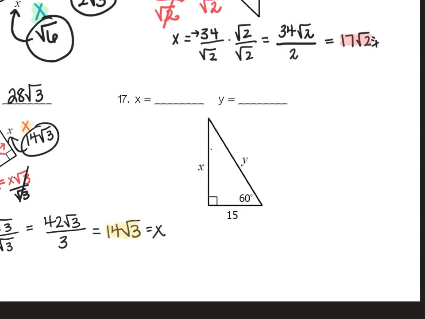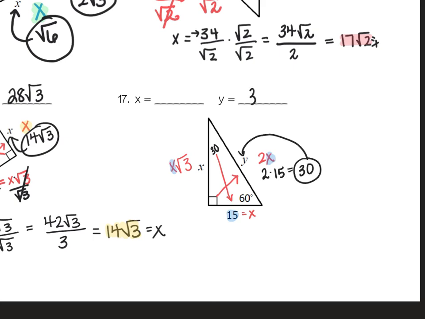For number 17, I label, so across from the 30-degree angle is x, the hypotenuse is 2x, and the last side is x square root of 3. Wherever I have a label and a number, I'm going to set those two equal. So x equals 15. Once you've solved for x, you plug it back into the formula anywhere you see an x. So this side is 2 times 15, which is 30. That answer goes in the y blank. This side is 15 square root of 3. That goes in the x blank.